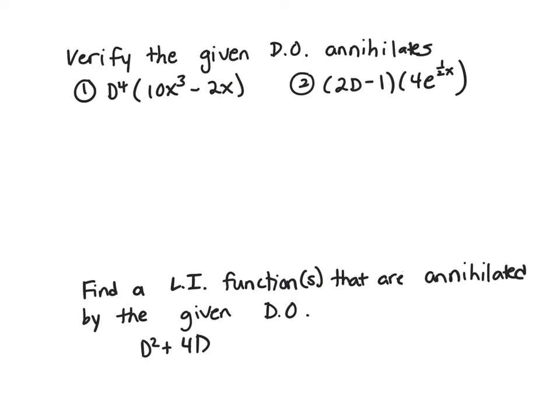Let's verify that D^4, d to the fourth, annihilates 10x cubed minus 2x. We did this on a previous video. So let's take a derivative, and that puts us down to 3 derivatives. That would be 30x squared minus 2. And now let's go again, and that'll give me 60x.